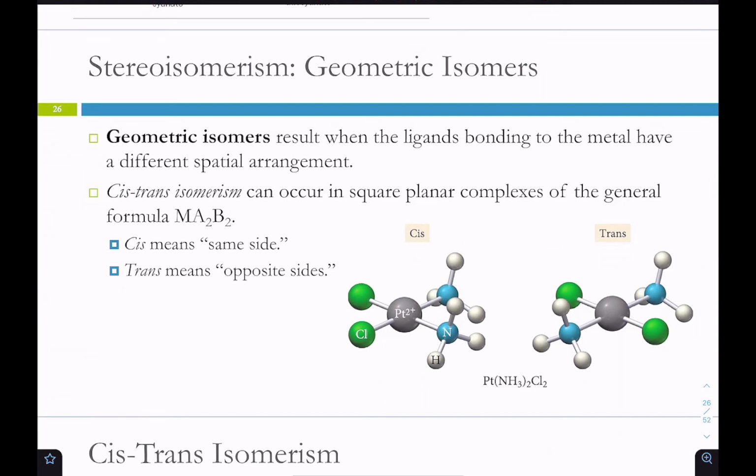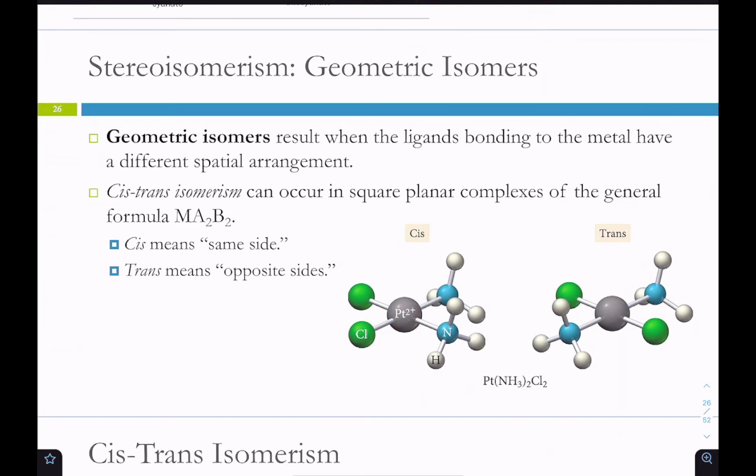Geometric isomers result when ligands bonding to the metal have different spatial arrangements. These are the ones that take just some practice to get down. For something like this, where we have a square planar configuration, it's pretty easy to see. This is cis, so they're on the same side. The chlorines are paired on one side, the nitro groups are paired on the other side, and then in the trans configuration, they're on opposite sides of that metal cation. Not so difficult. Cis means the same side, trans means opposite sides.